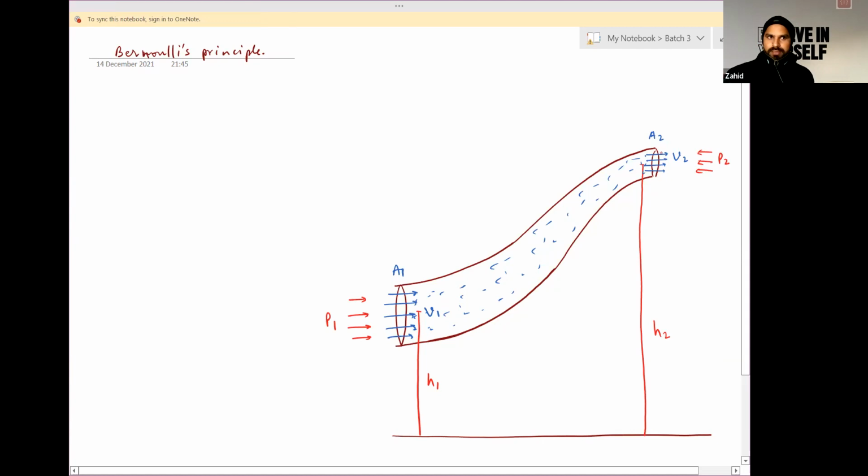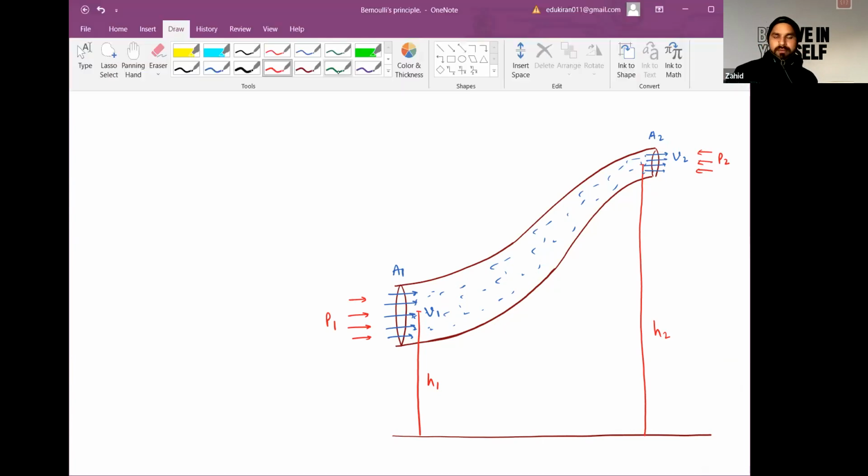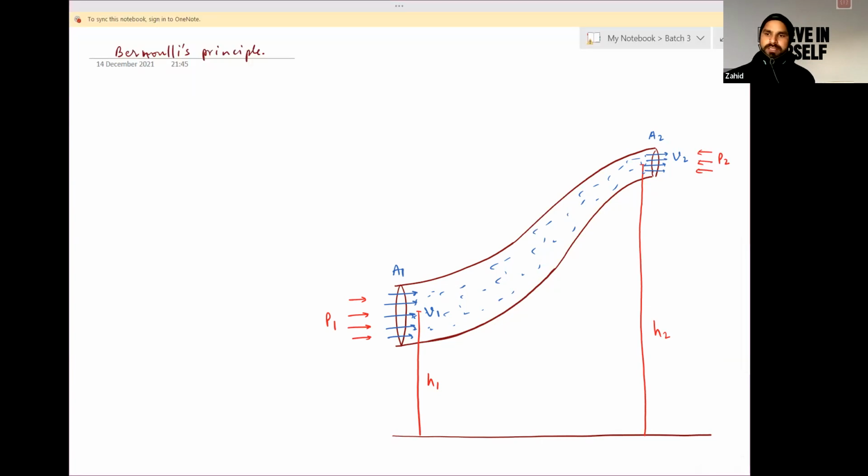to the other end. So according to Bernoulli's principle, if a liquid is non-viscous and incompressible, flowing in a tube, then at any instant, the sum of pressure, kinetic energy per unit volume, and potential energy per unit volume will always be constant.